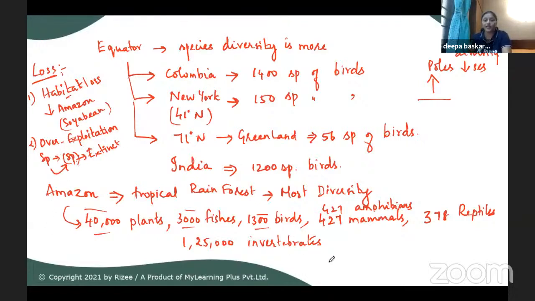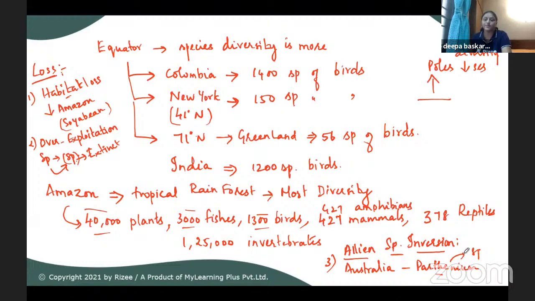And the third reason for habitat loss of biodiversity is alien species invasion. One fine example, even you might have learnt, is the invasion of Parthenium. It is a weed. So the invasion of Parthenium destroys so many species.